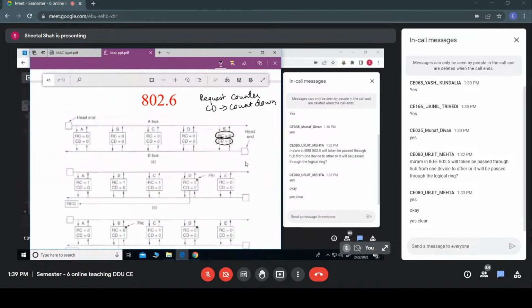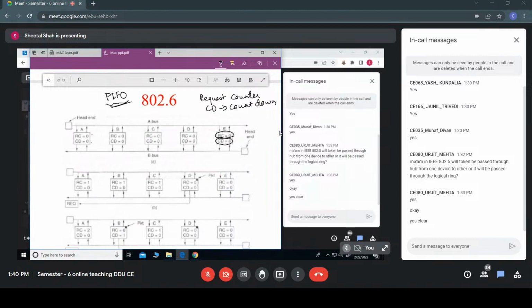Now what happens, it maintains the order in which the stations have requested, and it is served in FIFO order, that is first in first out order. Now we'll see how this FIFO is maintained using these two counters, that is request counter as well as CD, that is countdown counter. Now assume that initially the request counter and the countdown counter are all initialized to zeros.